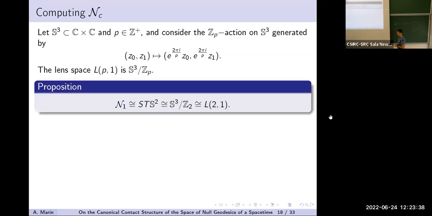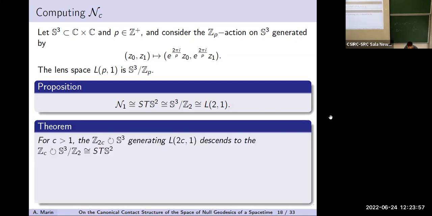So the first thing one realizes is that if I take P to be 2, then I'm simply quotienting by the antipodal action. And we know that S3 quotiented by the antipodal action is diffeomorphic to the unit tangent bundle of the sphere. So we get that for C equal to 1, the space of null geodesics is the lens space L(2,1). What happens for bigger Cs?